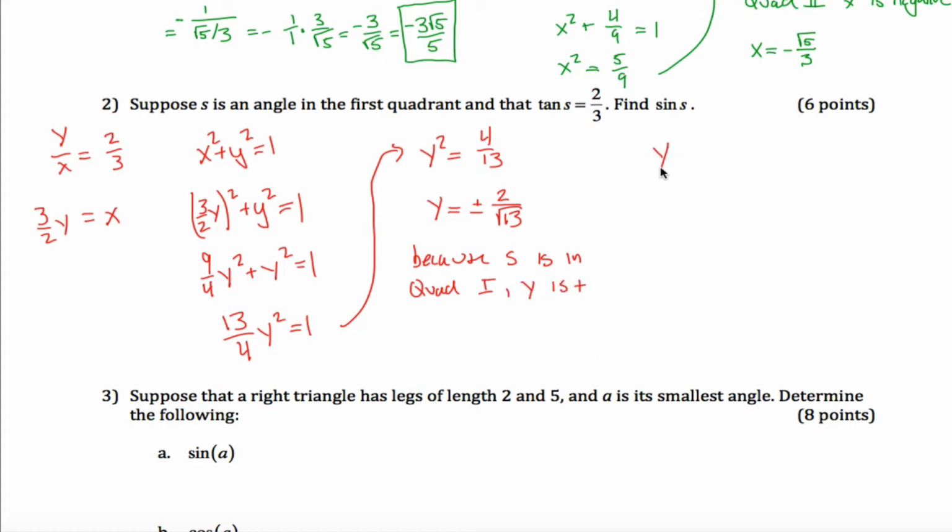So what I get is that y equals positive 2 divided by the square root of 13, which I should rationalize as 2 root 13 over 13, which would be the answer to my question. This is the y-coordinate, which is what the sine is defined to be. So that'd be the answer right there.